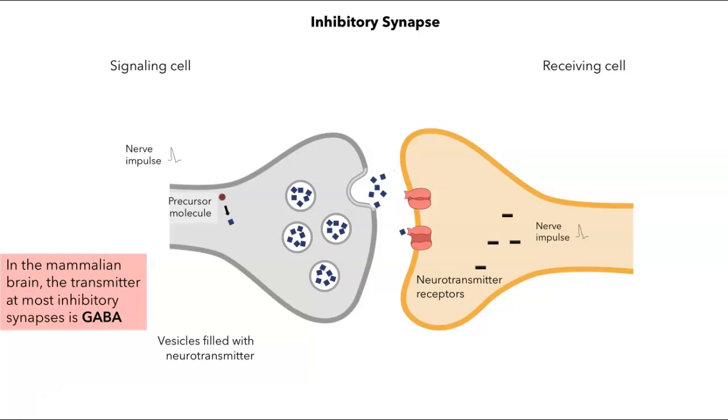So a typical neuron in your brain has some receptors for glutamate, some receptors for GABA, and whether or not that receiving cell is firing nerve impulses will depend on adding up all of the excitatory inputs and all of the inhibitory inputs and seeing if the cell can reach a threshold for itself being activated. If it doesn't reach that threshold, no nerve impulse will occur.